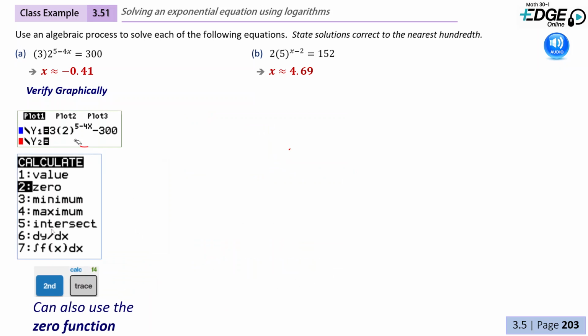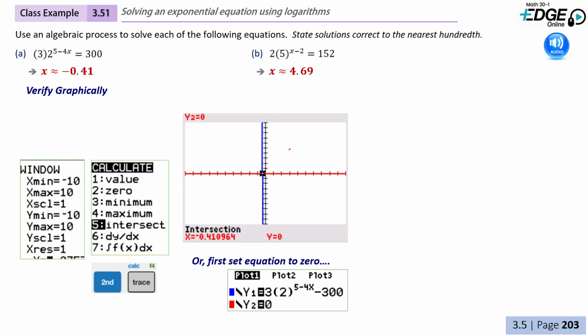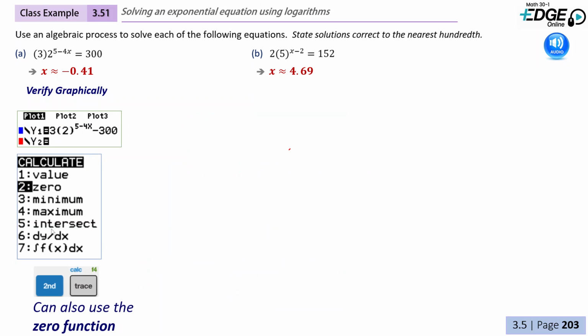And again, another method, we could also really just use the zero function. So in the last one, we set y2 equal to 0, right? But what that did, that really just made a line across the x-axis. Well, if we're really trying to find where it crosses the x-axis, then another way of doing that is just finding the zero.